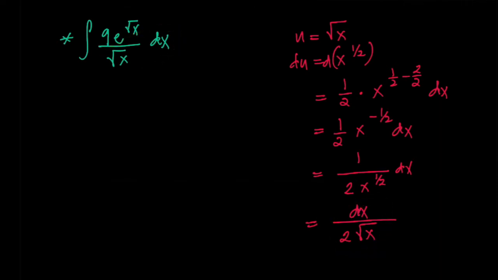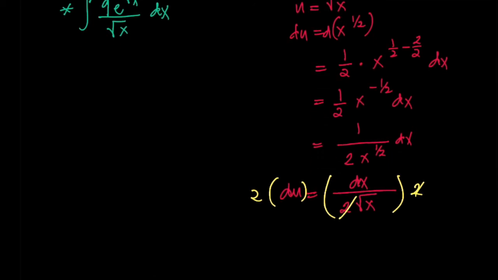So, para ma-match natin to sa original integral, this is du. Para ma-match natin to, all we need to do is just multiply both sides by 2. Para ma-cancel out dito sa part na 2, kasi wala naman 2 tayo sa original integral. So, simplifying this would become 2 du is equal to dx over square root of x.